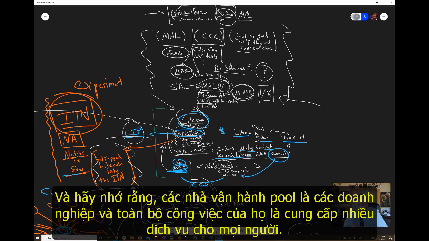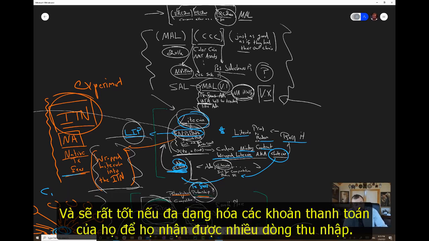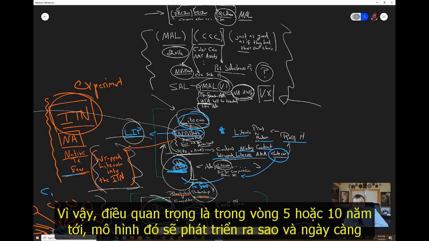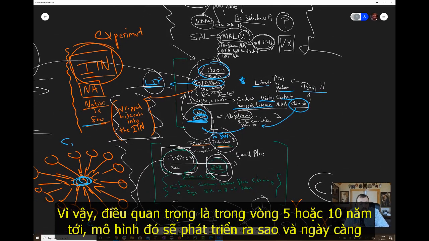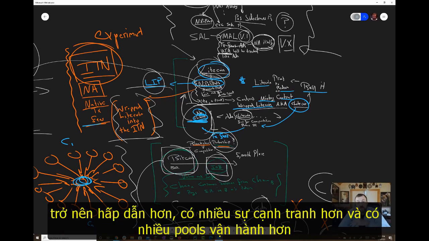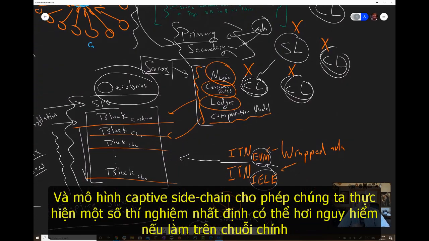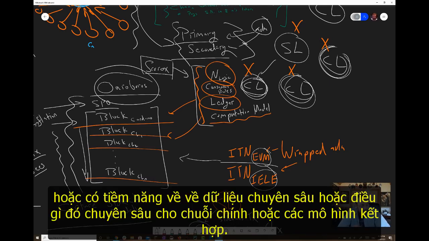And remember, stake pool operators are businesses, and their whole job is to provide lots of services to people. And it would be nice to diversify their payments so that they get more than just one income stream, but multiple income streams. So it's very important to me over the next 5 or 10 years that model develop out, so it becomes more and more attractive, so we get more competition, and thus ultimately we can afford to have more stake pools. And also this captive model allows us to explore certain experiments that may be a little dangerous for the main chain, or potentially too data intensive or whatever intensive for the main chain, or hybrid models.